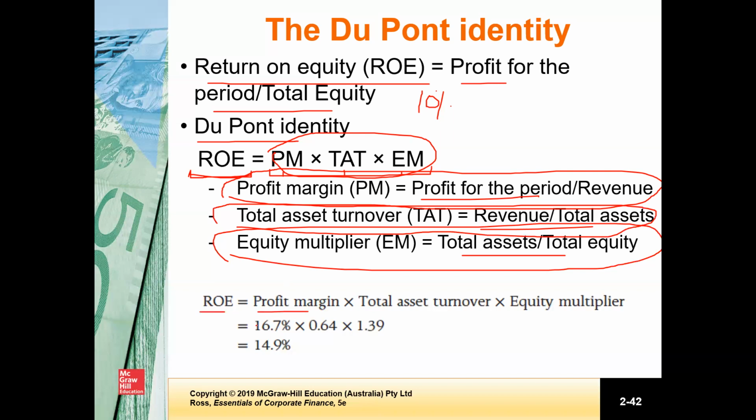So for example, profit margin is 16.7%, total asset turnover is 0.64, and equity multiplier is 1.39. So return on equity is 14.9%. Now try to understand this point. If a company earns higher profit, if a company is more efficient in managing its assets, if a company is more reliant on equity rather than debt financing, the company will be generating higher return for its equity holders.